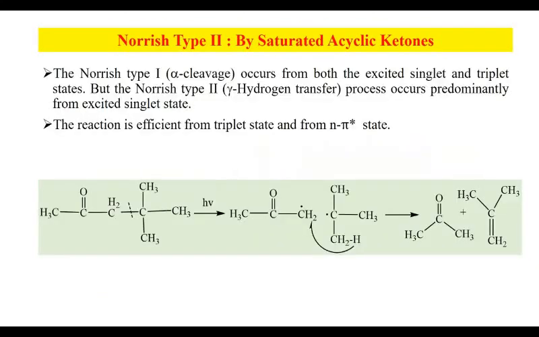Here is another example. This is alpha and this carbon is beta. When this bond is broken down with the help of light, two radicals are formed. Both are alkyl radicals, and in the next step this hydrogen along with its one electron is shifted to this CH2 and it is converted into keto form, and the remaining alkyl group is converted into alkene.